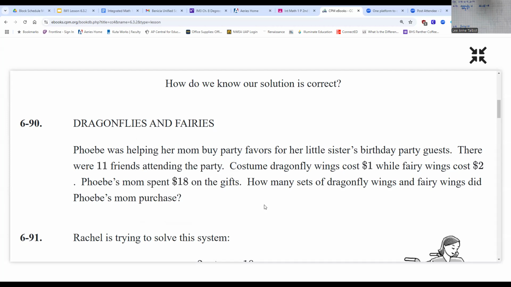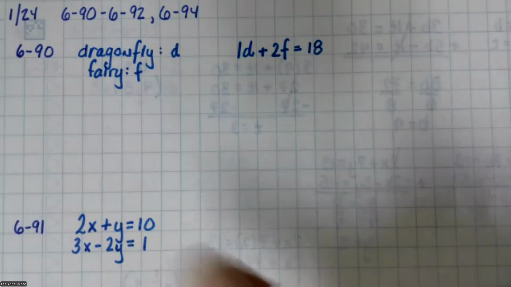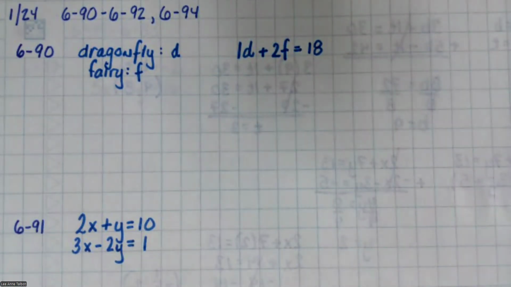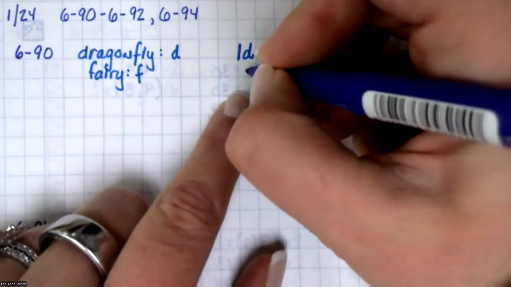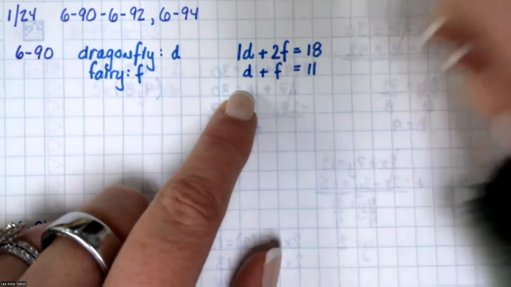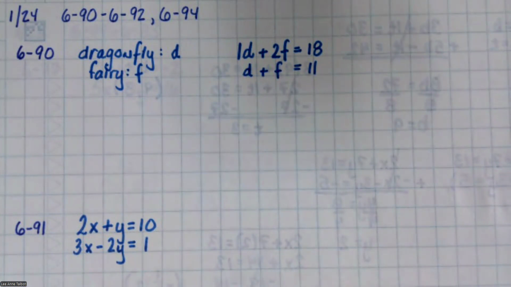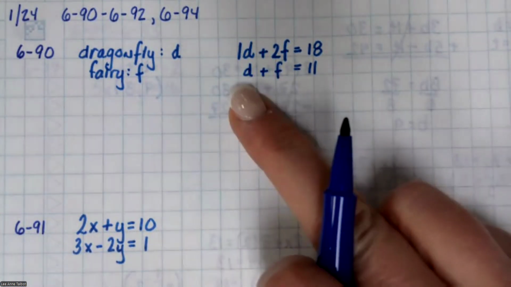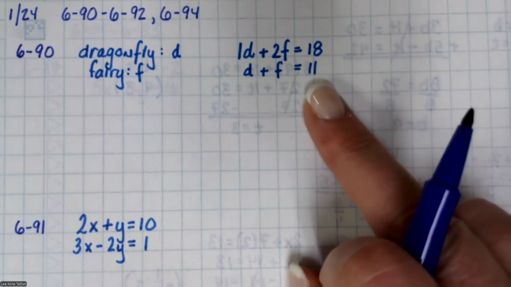Okay, now look back up at the word problem. There's a number I didn't use. 11. Okay, there were 11 friends attending the party. And you feel like there should be more information because usually we have 3 things to put in. They only gave us 1 number. But when there's a total, that means the number of dragonfly wings plus the number of fairy wings has to equal 11. 11 is a total, so that means dragonfly wings plus fairy wings for 11 kids.